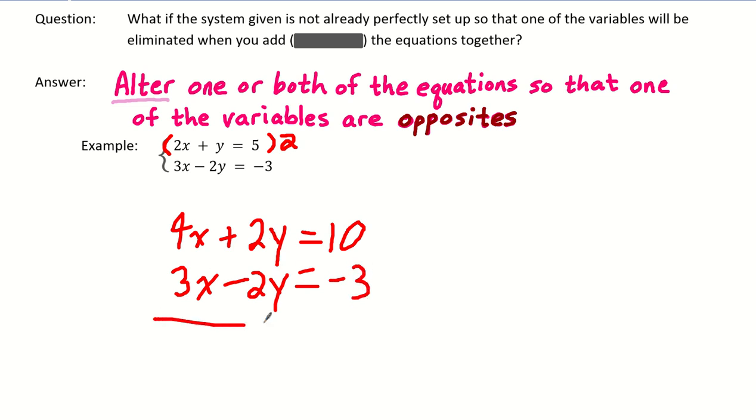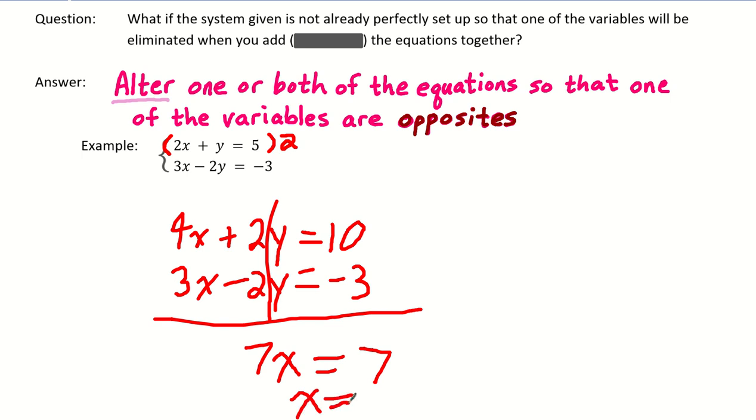So now that the y's are opposites, I can now pull the trigger on adding the equations together. Those cancel out just like I planned. 4x plus 3x is 7x. 10 plus a negative 3 is positive 7, and so x equals 1. And then you would solve for y the same way you always do. All right?